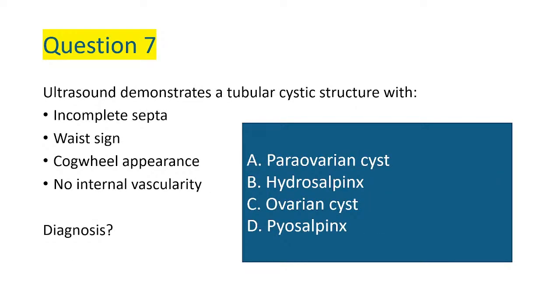Question number 7. Ultrasound demonstrates a tubular cystic structure with incomplete septa, waist sign, the cogwheel appearance, and no internal vascularity. What's the diagnosis? A. Para-ovarian cyst. B. Hydrosalpinx. C. Ovarian cyst. And D. Pyosalpinx. So the incomplete septa with the waist sign and the cogwheel appearance is in keeping with hydrosalpinx. So that's the morphology of hydrosalpinx on ultrasound: incomplete septa, waist sign, cogwheel appearance, no internal vascularity.